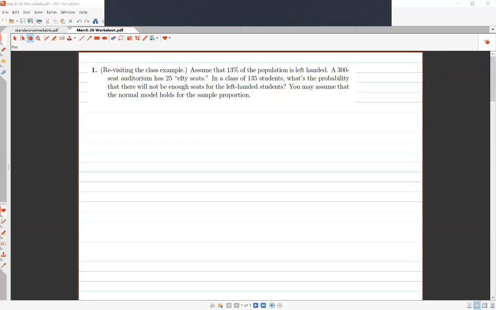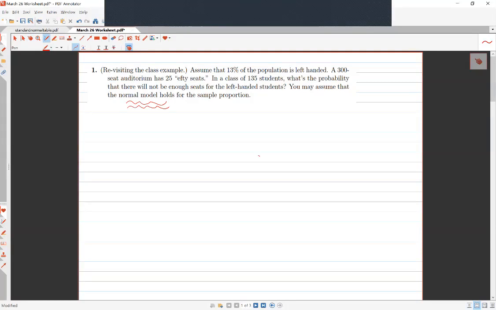It says, we assume that 13% of the population is left-handed. I'm giving a lecture in a 300-seat auditorium, and it has 25 lefty seats. That should read lefty seats. In a class of 135 students, what's the probability that there will not be enough seats for the left-handed students? You may assume that the normal model holds for the sample proportion. So we will circle back around to checking the conditions for the normal model, but going into at least this example, we will assume that the normal model holds for the sample proportion.